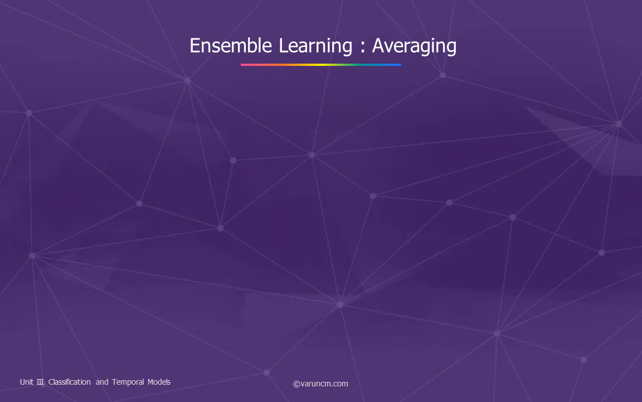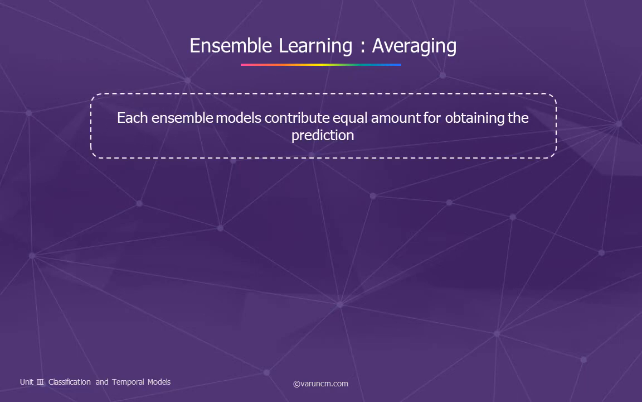The first method we are going to look at in this ensemble learning is averaging. So let us see how this works. This averaging concept works by getting the predictions from various models and taking the average of them. Each ensemble model contributes an equal amount to obtaining the prediction.